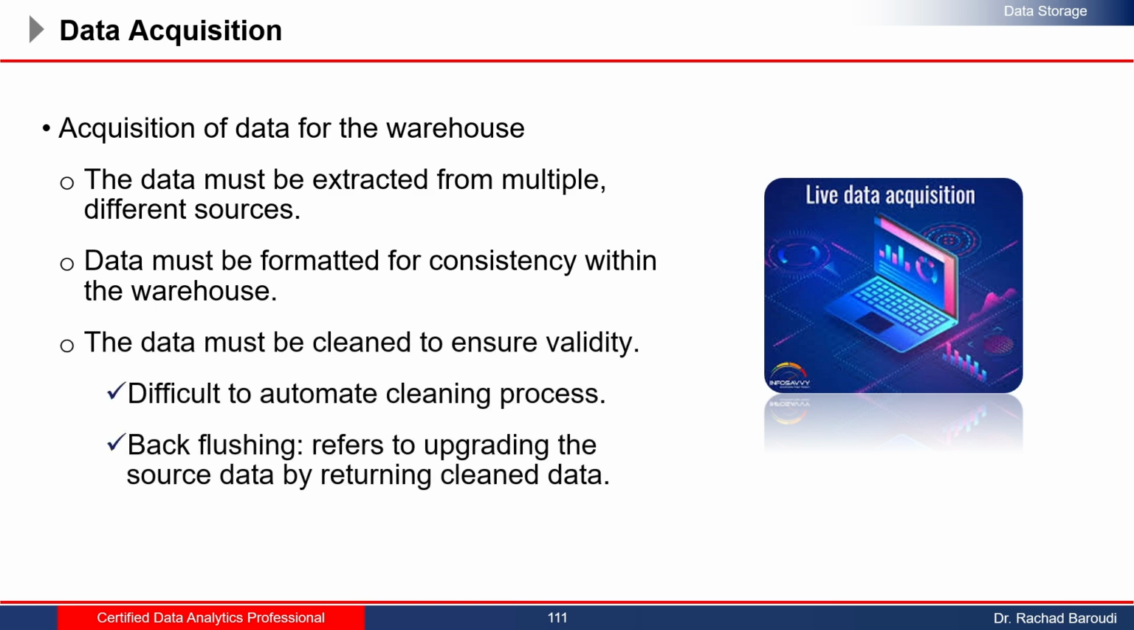The data must be cleaned to ensure validity. Difficult to automate, by the way, the cleaning process, so it does require a lot of observation and cleaning, a human interaction we're talking about here. Flushing refers to upgrading the source data by returning clean data.